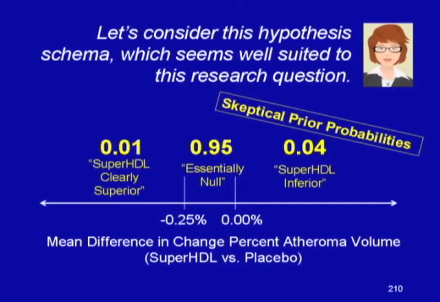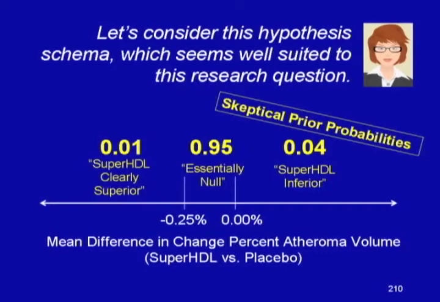So how would your new method apply here? Well, we can set up a region, and this one looks pretty reasonable. We'll set up essentially null, and we'll say that anything between 0 and minus 0.25%, a quarter of a percent change, is in our essentially null region. You can pick any region you want. I picked this one for show. Over there, super HDL is inferior.